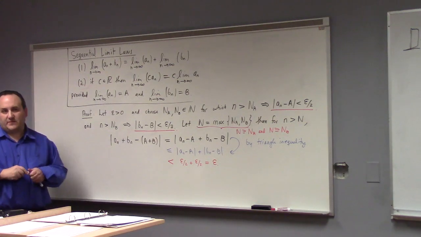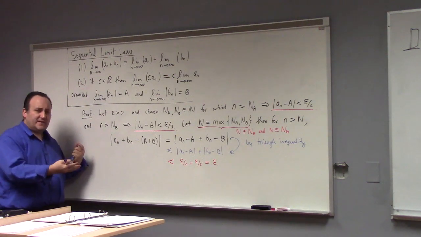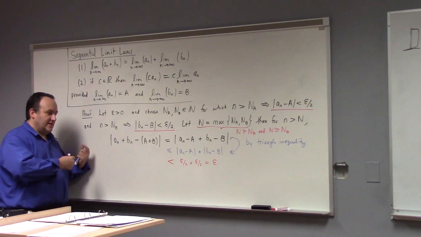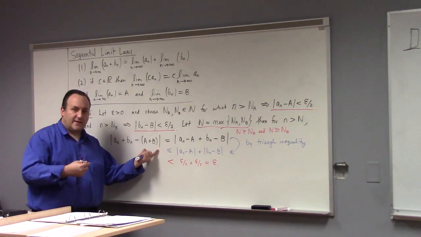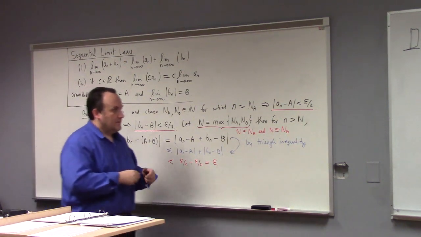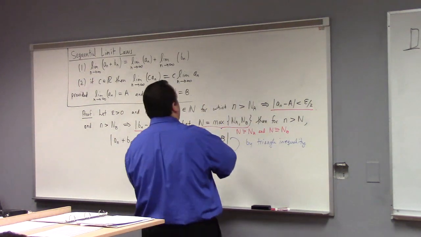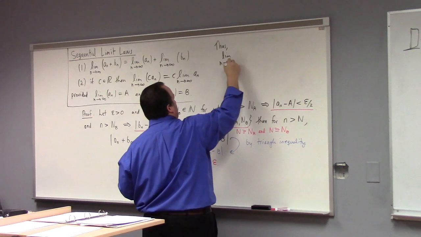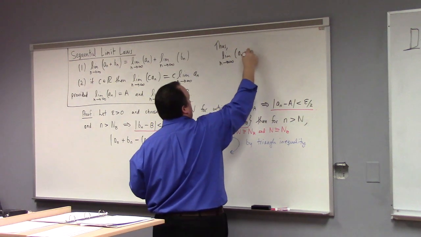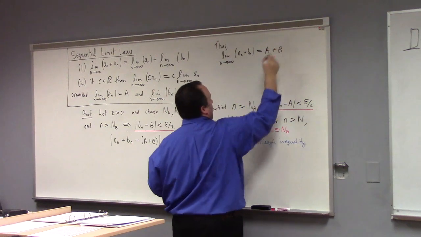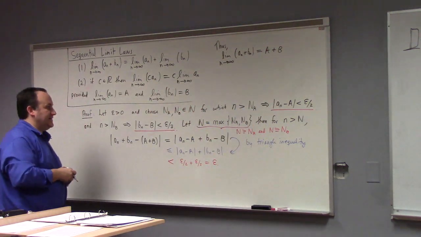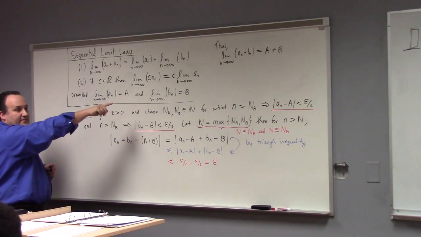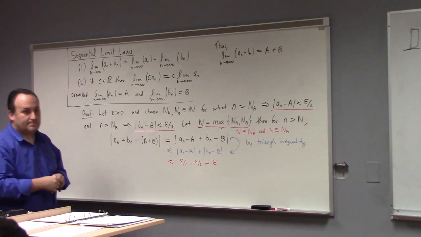So what have I shown? I've shown that you can go far enough out in the sequence of a sub n plus b sub n so that we can make the distance from the point in the sequence arbitrarily close to a plus b. Thus, the limit as n goes to infinity of a sub n plus b sub n is equal to a plus b, right? But what is a and what is b? It's exactly the limit as n goes to infinity of a sub n and the limit as n goes to infinity of b sub n, which is what we're trying to prove. That this proves 1.